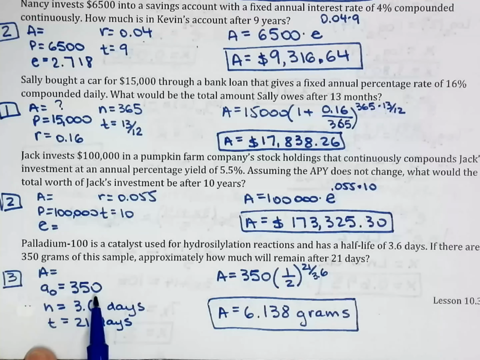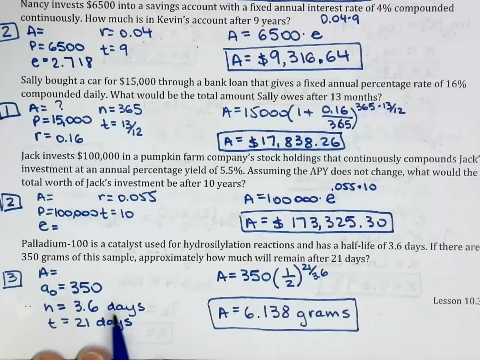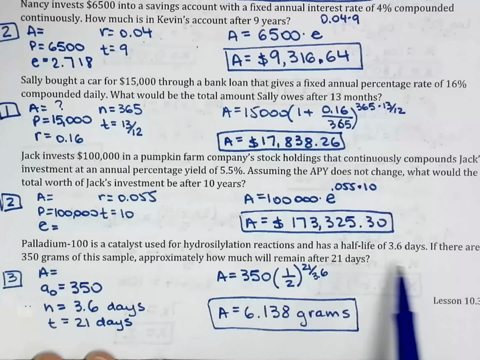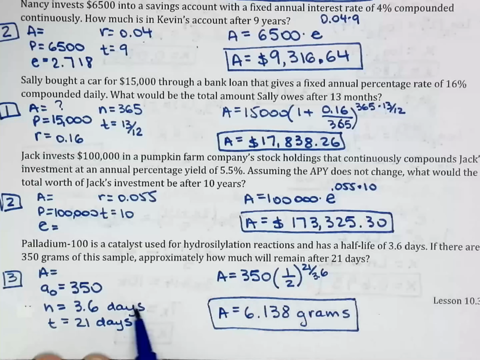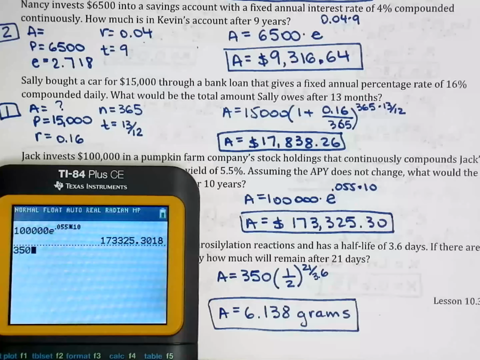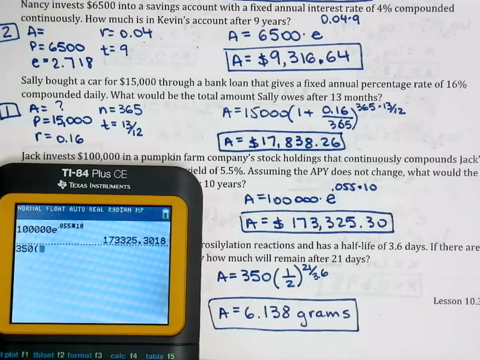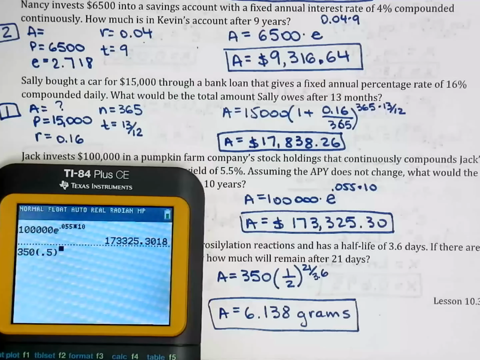So it starts with 350 grams. The half-life is 3.6 days, so that's your N. How much will remain after 21 days? So T is 21. Plug that into the formula. And then finally, put that in the calculator. If you want to use this as a fraction, that's fine. If you want to do 0.5 in the calculator, that's fine too.